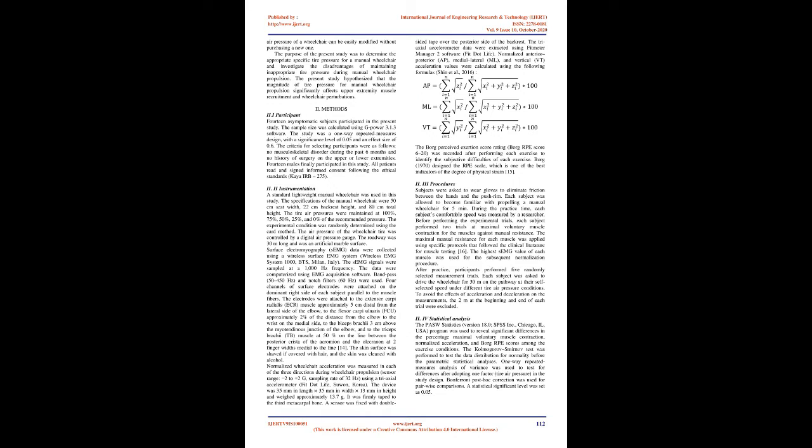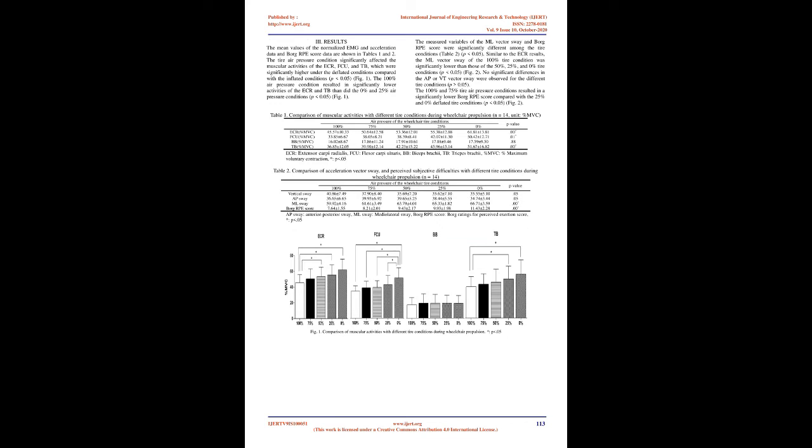2.2 Instrumentation. A standard lightweight manual wheelchair was used in this study. The specifications of the manual wheelchair were 50 cm seat width, 22 cm backrest height, and 80 cm total height. The tire air pressures were maintained at 100%, 75%, 50%, 25%, and 0% of the recommended pressure. The experimental condition was randomly determined using the card method. The air pressure of the wheelchair tire was controlled by a digital air pressure gauge. The roadway was 30 m long and was an artificial marble surface.